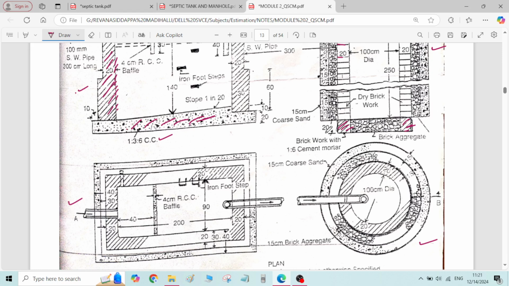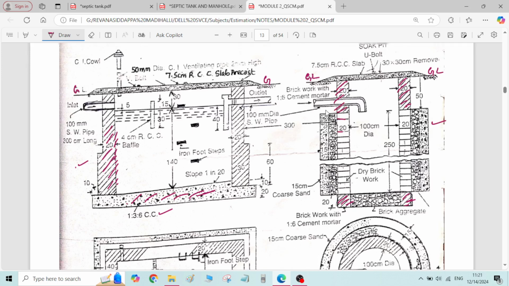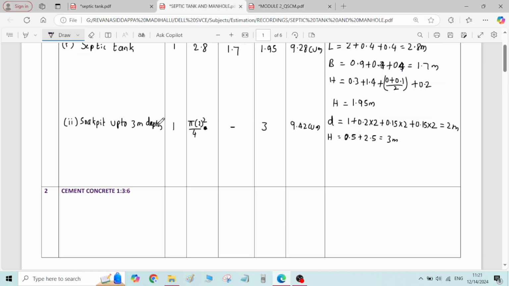Similarly, we will perform the calculation for the lower portion of the soak pit. Now we have done the calculation for this volume. This complete volume we have is the upper layer. Now for the lower portion of the soak pit, we will do the earthwork in excavation calculation.